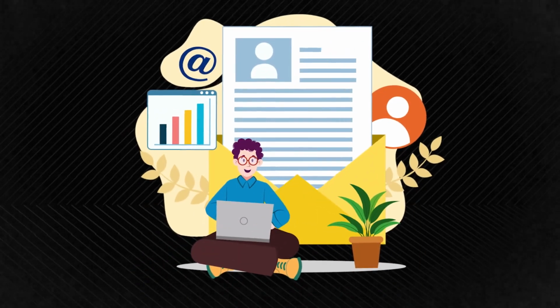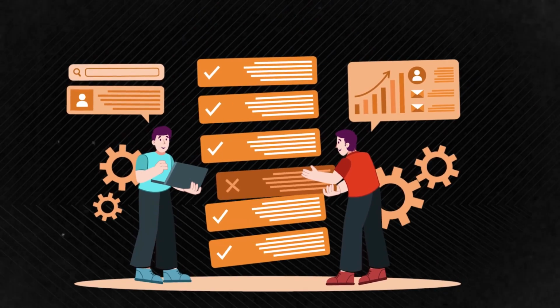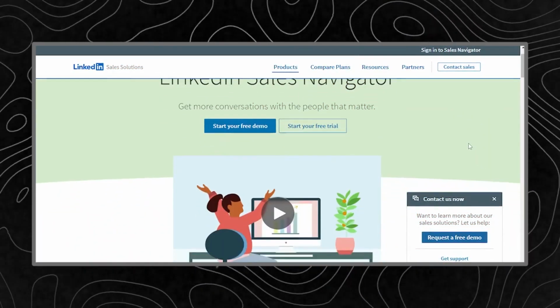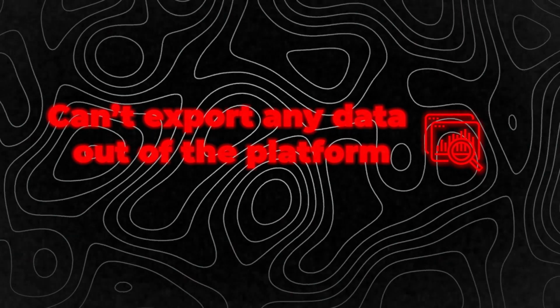When running a cold email campaign, you first need to build a lead list of people to contact. LinkedIn Sales Navigator is a great option for this because it gives you direct access to LinkedIn's database. However, it does not let you export any data outside of the platform and does not give you any emails. So in this video, I will show you how to build a lead list on LinkedIn Sales Navigator and how we can solve those two issues.